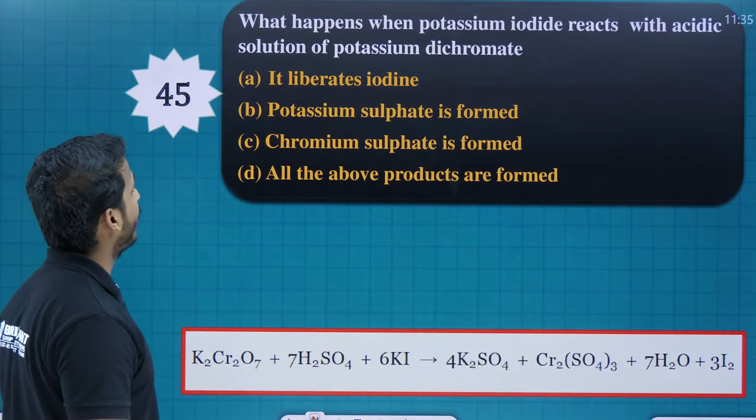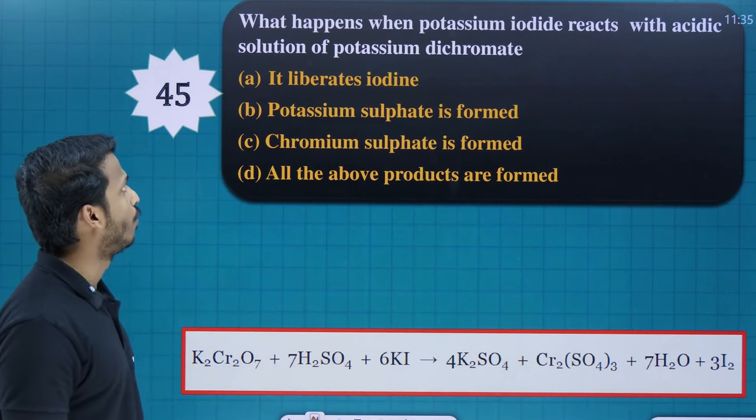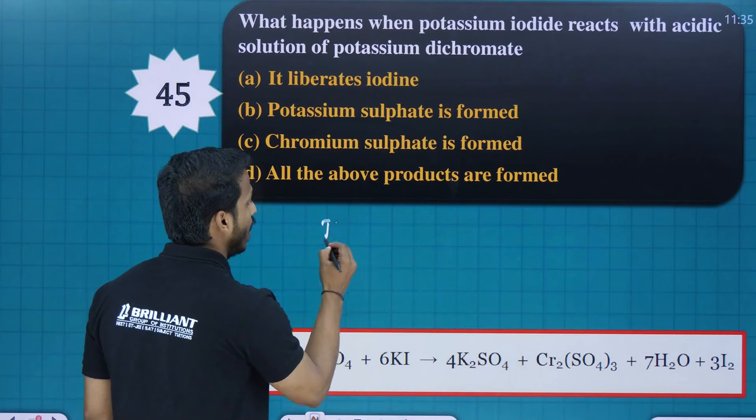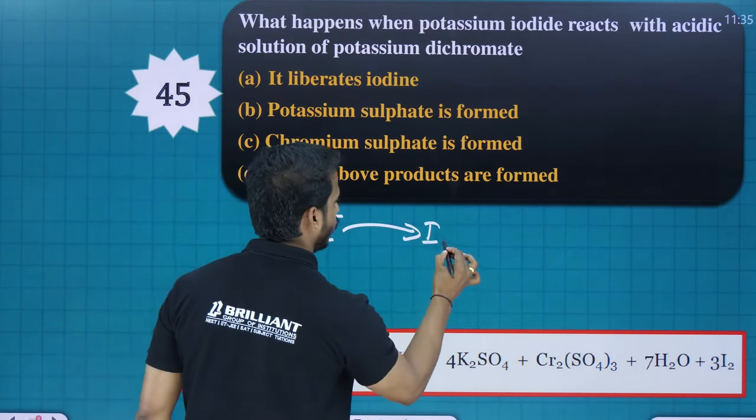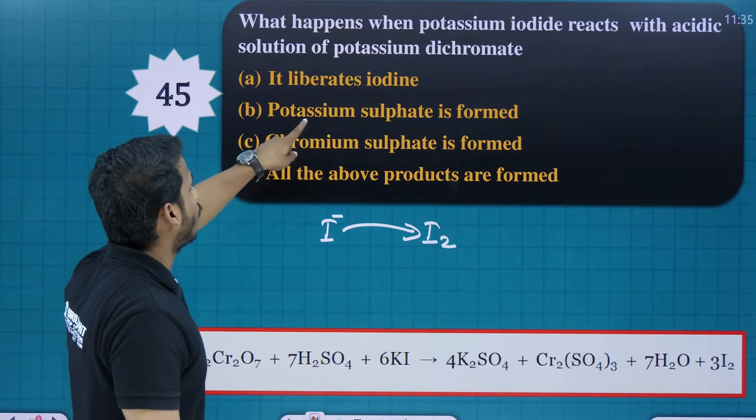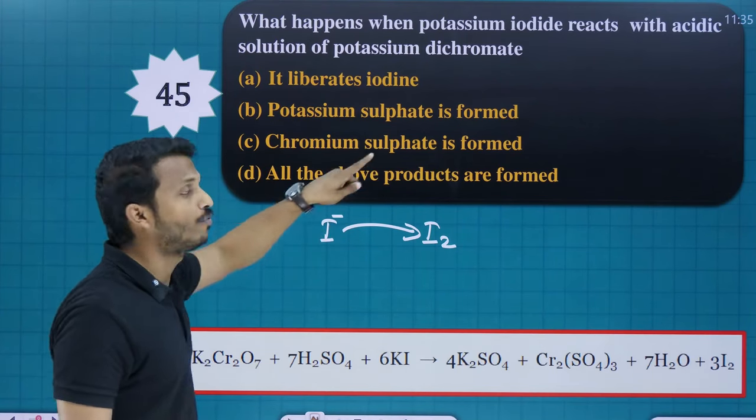Next one. What happens when potassium iodide reacts with the acidic solution of potassium dichromate? We discussed potassium dichromate converts iodide to what? Iodine. It will liberate iodine. Yes, correct. Potassium sulfate is formed. Chromium sulfate is formed. All of the above.